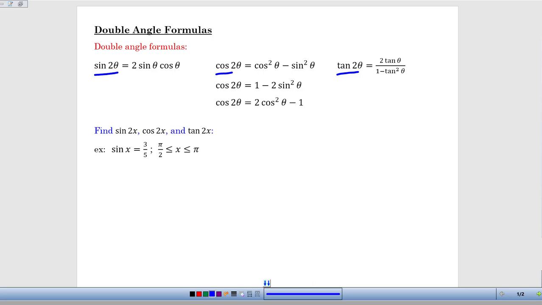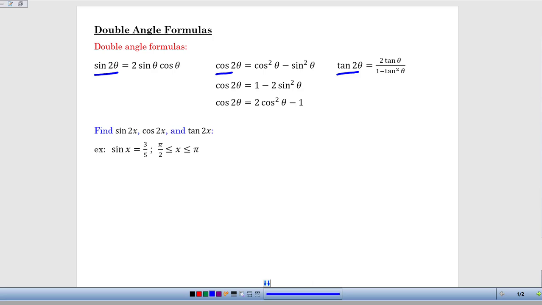So meaning that if we know some information about the single angle, then we can find the trigonometric ratios of the double angle. So we'll notice that in the case of sine and tangent, there's just one formula that we have to work with and that we have to be familiar with. In the case of cosine of 2 theta, we can see that there are 3 different formulas. Now, we don't have to memorize all 3 of these.